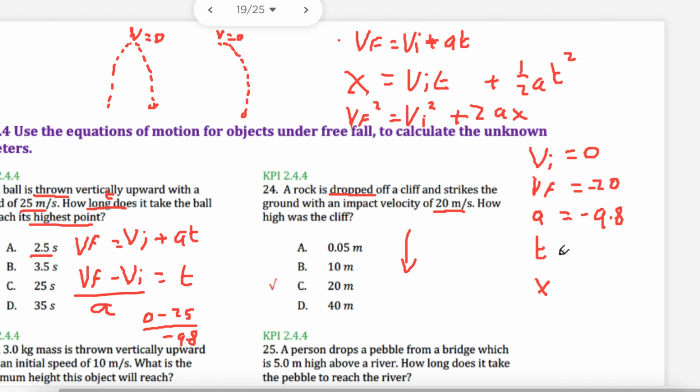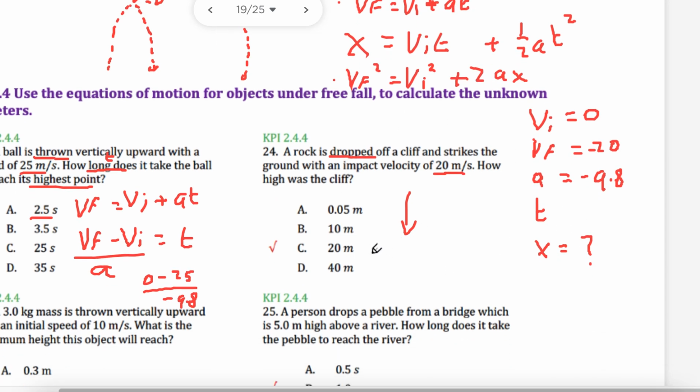How high was the cliff? So it looks like I need to find X and I don't have a T. I need a formula without t. This one's not good, there's t. This one's not good because it has t, and also it doesn't give me my distance. I need the x. The only option is the third one over here. That's how we will pick this one.